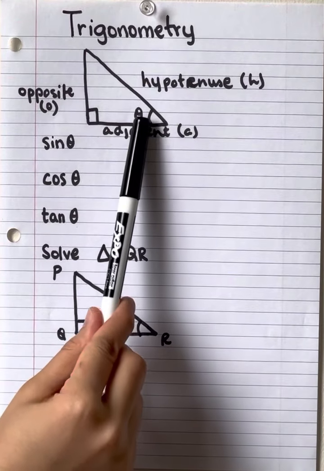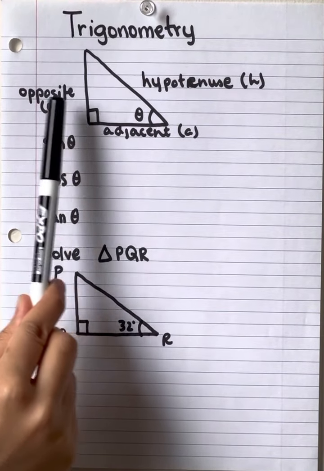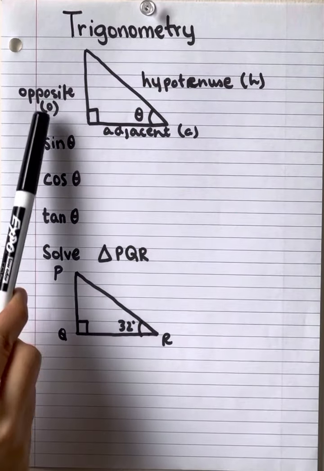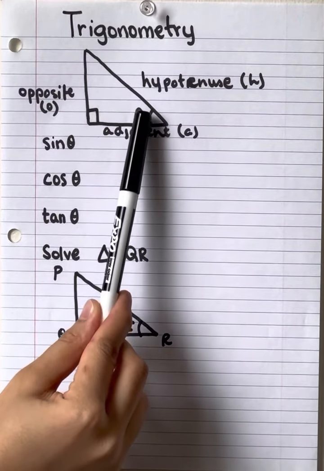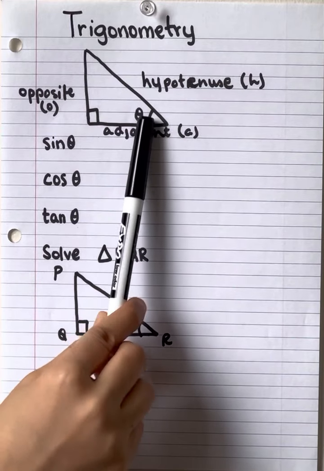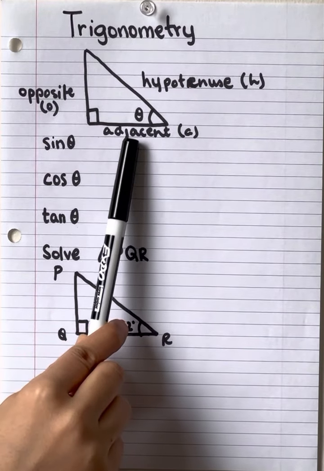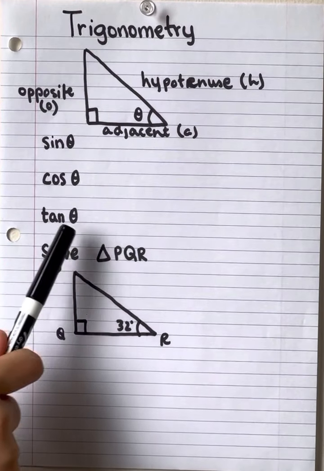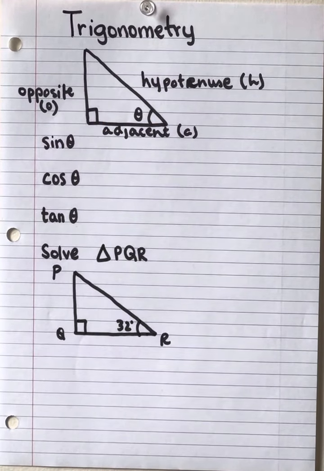And from the angle theta, the opposite line is the opposite, which is denoted by O. And the adjacent line from the angle theta is adjacent, denoted by A. So there are three basic functions of trigonometry, which are sine, cosine, tangent. And there's a formula for each of those.